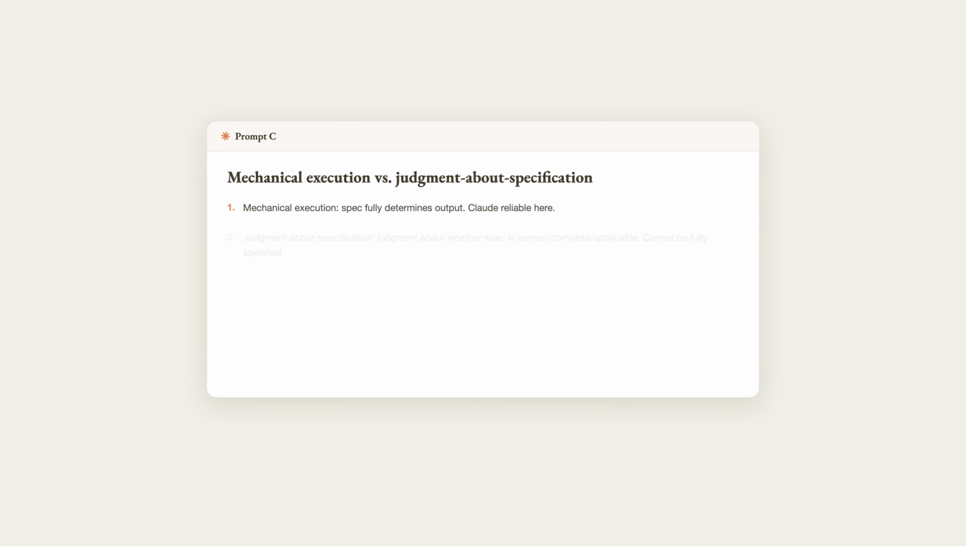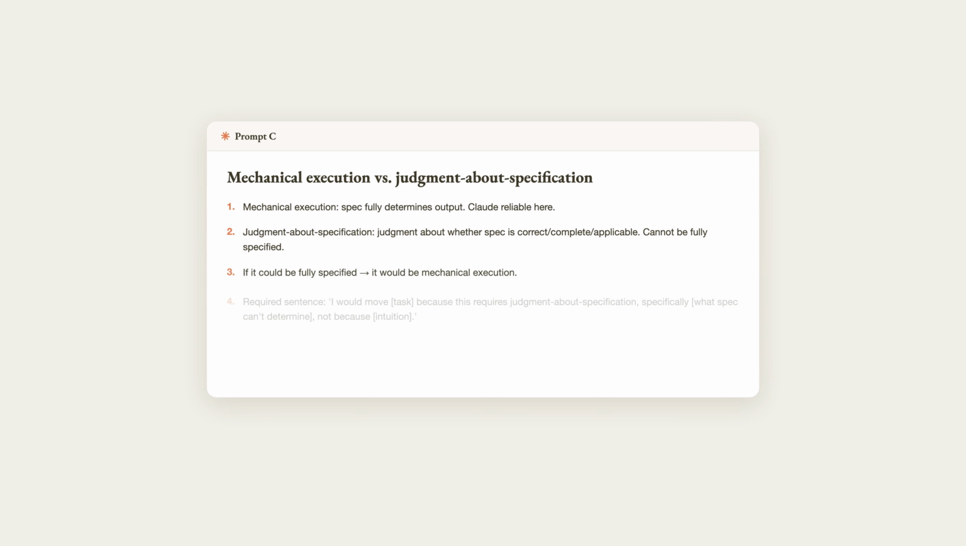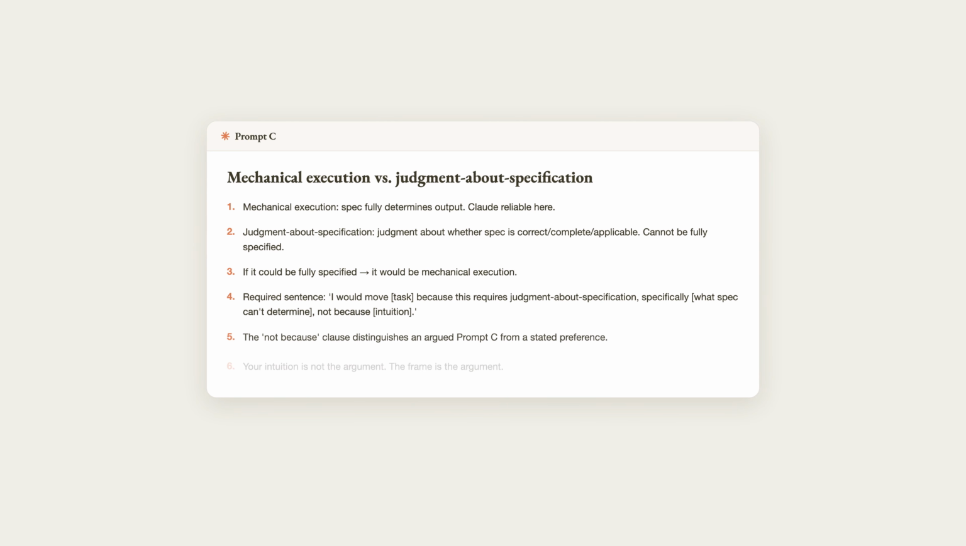Prompt C asks you to pick one task in your score and argue that it should move, either from Claude to human or from human to Claude, using the mechanical execution versus judgment about specification frame. The frame works like this. Claude is reliable on tasks where the specification fully determines the output. If I give Claude a well-formed input and a complete rule set, and the correct output is determined by applying those rules, that is mechanical execution. Claude can do it reliably. Judgment about specification is different. It is the judgment about whether the specification is correct, complete, or applicable in this case. That judgment cannot be fully specified in advance. If it could be, it would be mechanical execution.